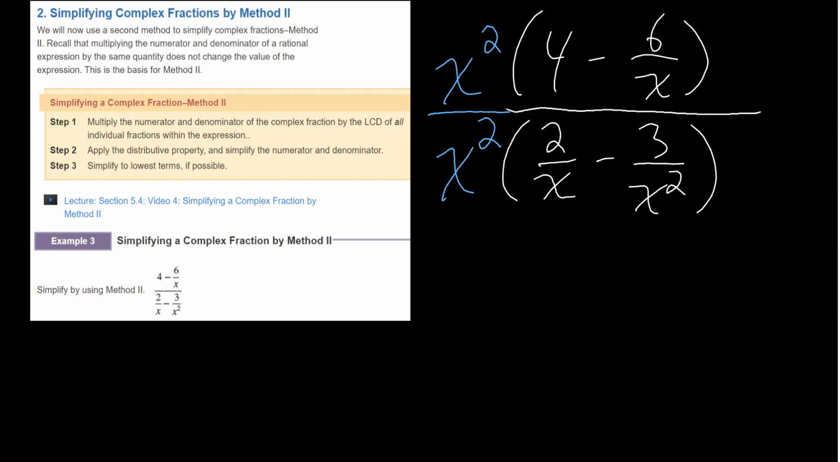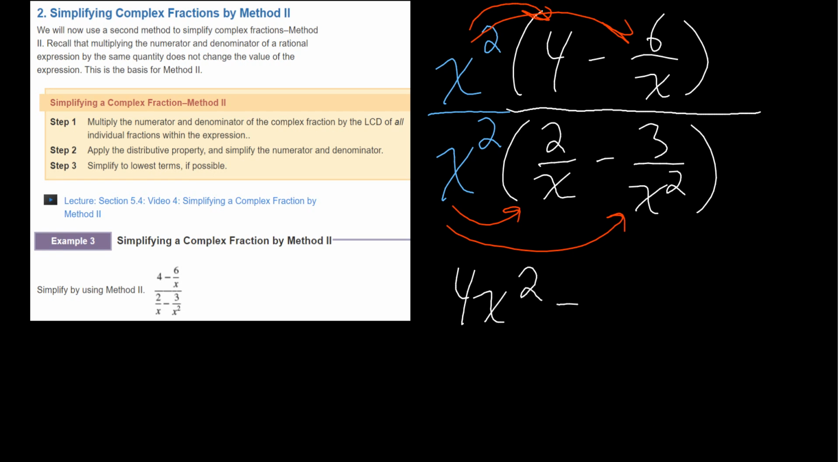But anyways, what we're going to do here is we're just going to distribute. Okay, and by distributing, what is x squared times 4? Well, that's just going to be 4x squared minus, well, 6x squared over x is just going to be 6x. And then x squared times 2 over x, that's going to be 2x squared over x, which is just going to be 2x. And then minus 3.